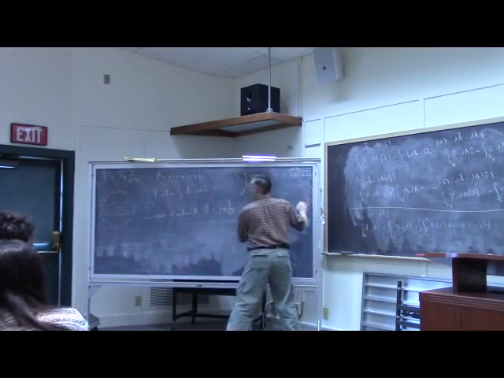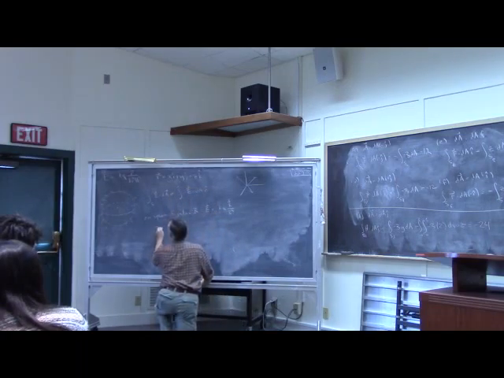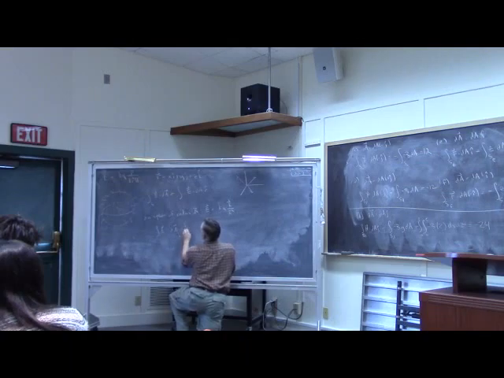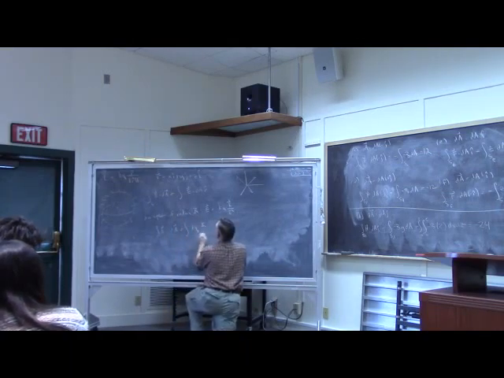And so what I claim is that this is going to be, all right, so I've got KQ. I've got R over R cubed dA.